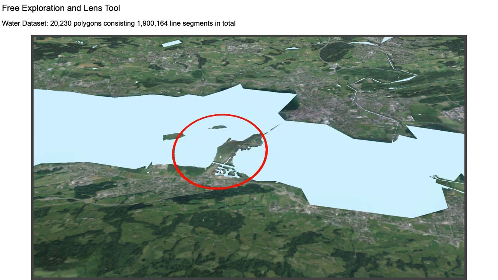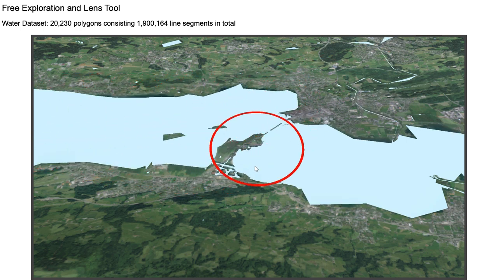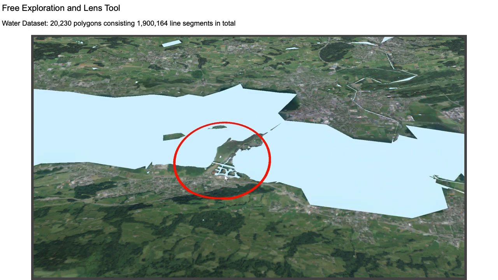With the help of the lens tool, we show how the holes inside the polygons are simplified without conflicting with the main polygon and disappear as soon as they are not needed.